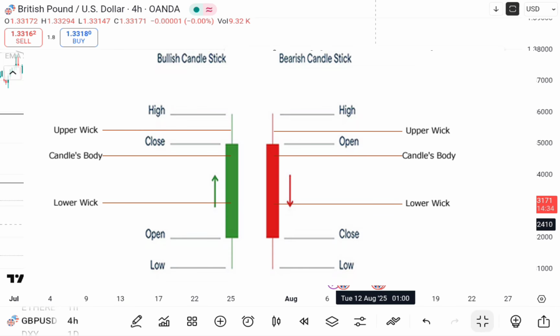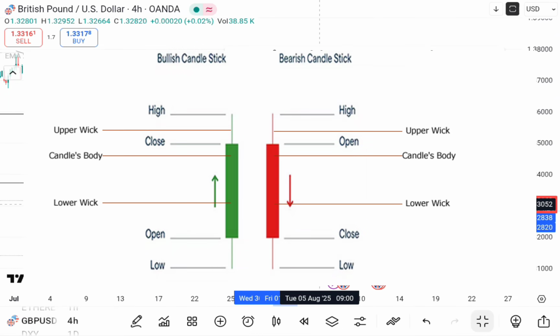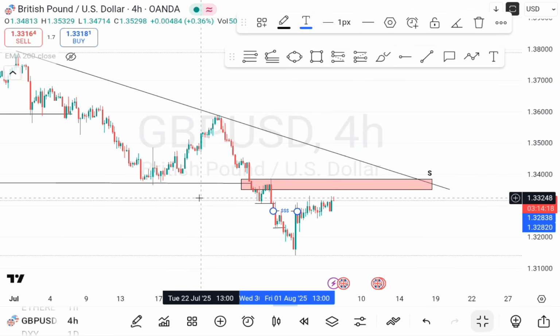Sellers are in control. For example, a long green candle equals strong buying power. A long red candle equals strong selling power. Small candles equal indecision in the market. Once you get this, reading charts becomes much easier.